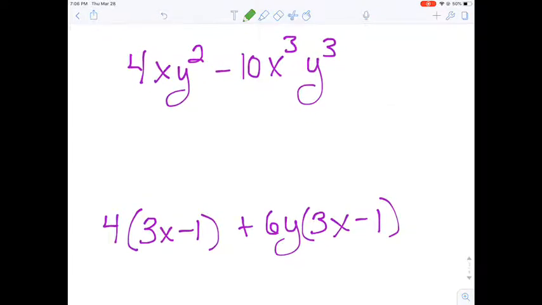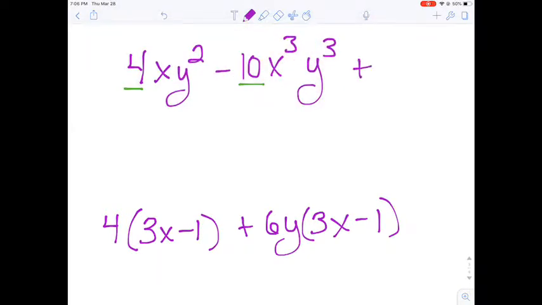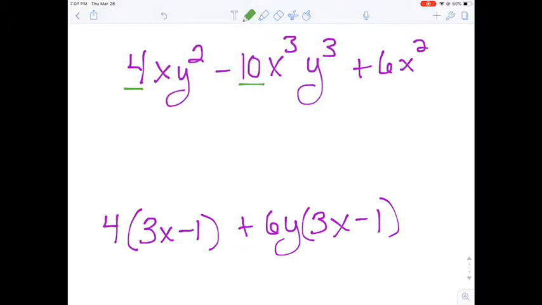All right, let's get a little more complex here. So I'm starting with my numbers. I take it one piece at a time. So 4xy squared, negative 10x cubed y cubed, I'm actually going to add another piece onto this, just so we get to see all three, plus 6x squared, let's say. So if you have 3 terms, you can only take the greatest common factor out of all the terms.